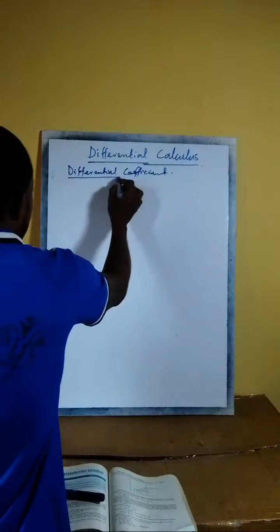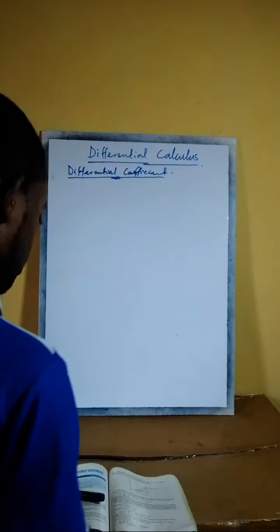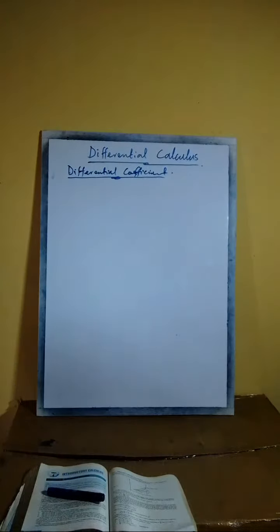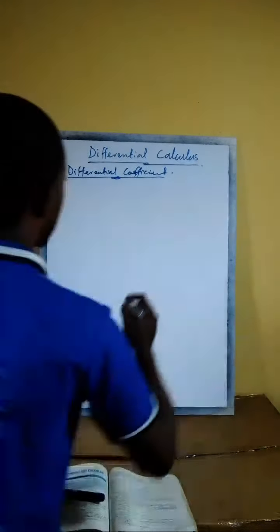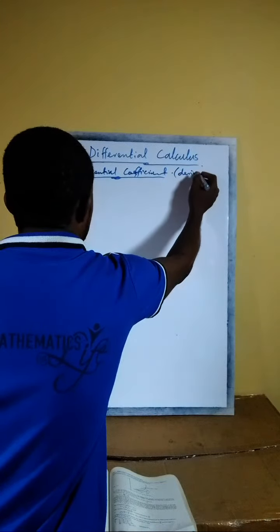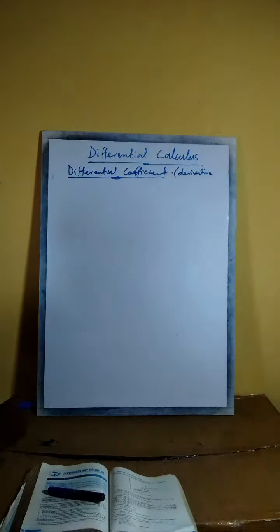From here, differential coefficient of a function is also referred to as the derivative. So we can call it derivative of a function, or we can call it the rate of change of one variable with respect to another, etc.